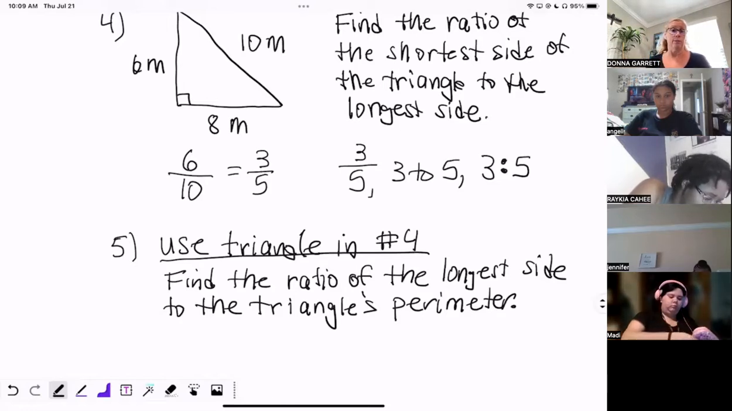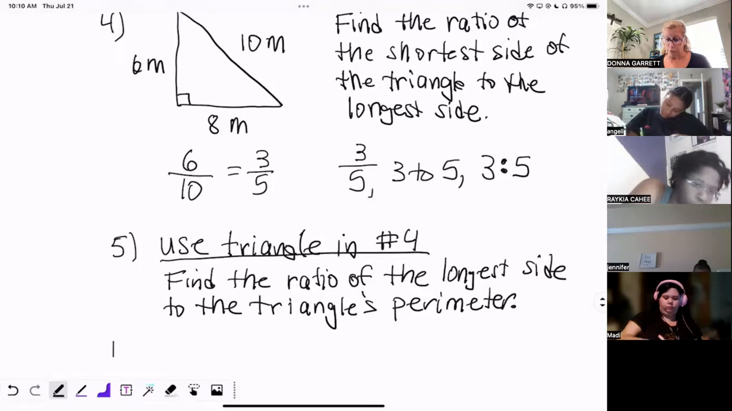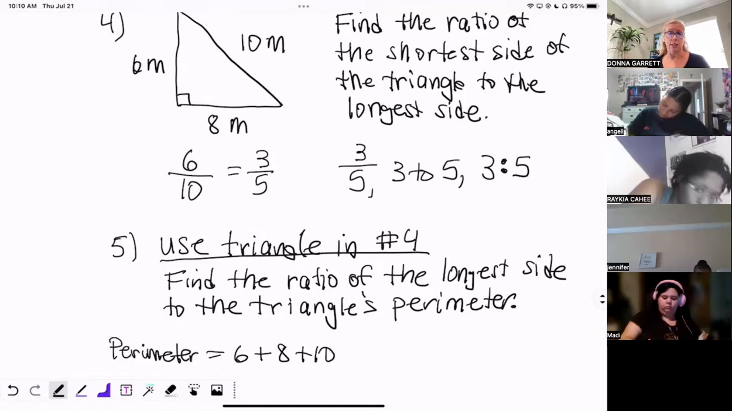So number 1, we got to find the perimeter. How do you find the perimeter? Remember, I'm going to add all the sides up. So perimeter is 6 plus 8 plus 10. So add up all the sides. That's your perimeter. That would be 24, I believe. Let me add again. Yep, 24.